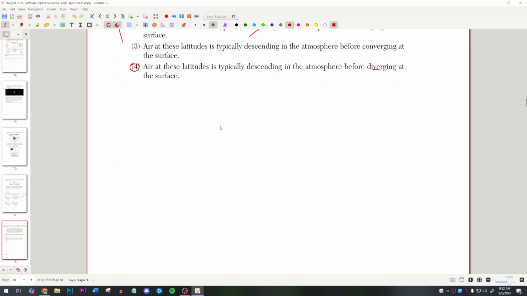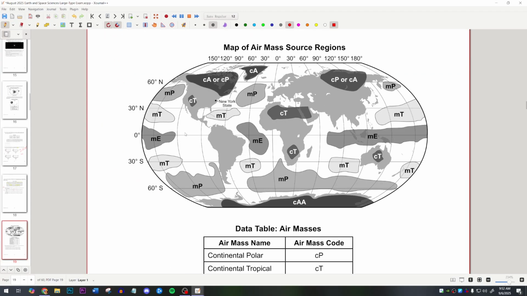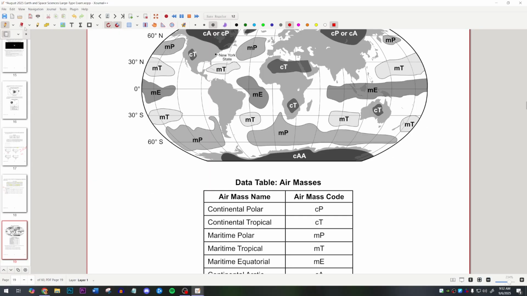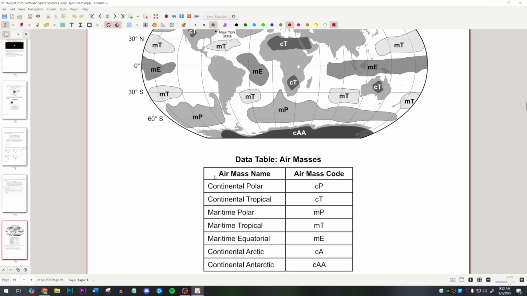Easy question. All right, we got air mass source regions. Okay, so they do tell you what these codes mean, which is half the battle right there. So you definitely have to know continental means dry and polar means cold. Tropical is warm. Maritime means wet or humid, and then Arctic is very cold. Equatorial is very hot. And then we defined everything. Okay?